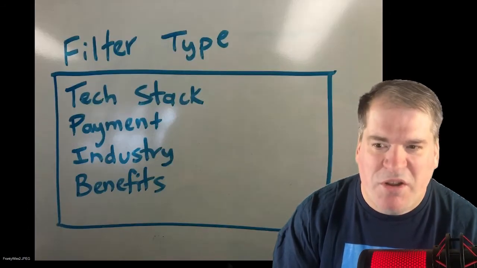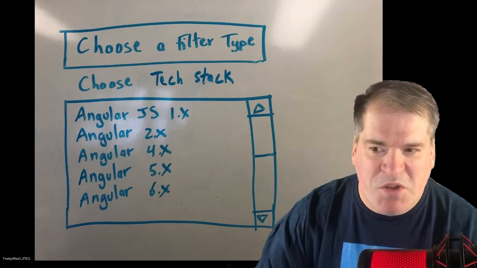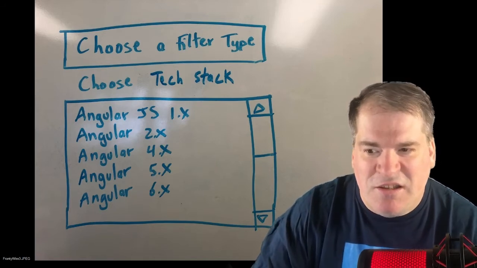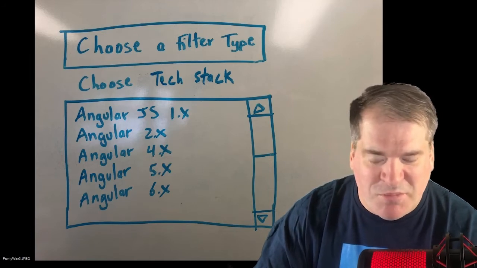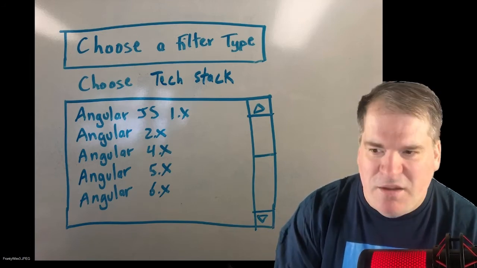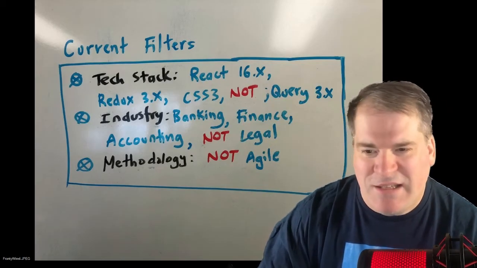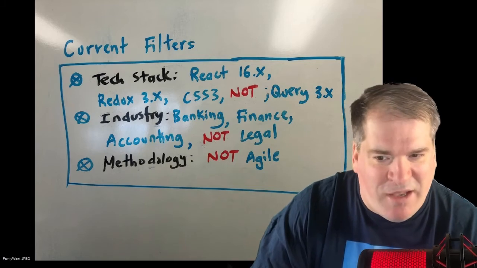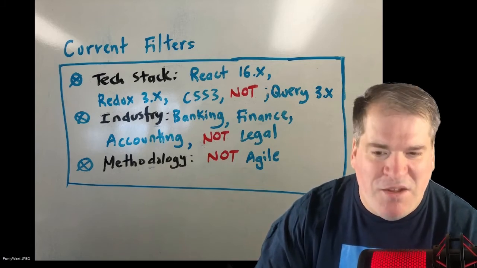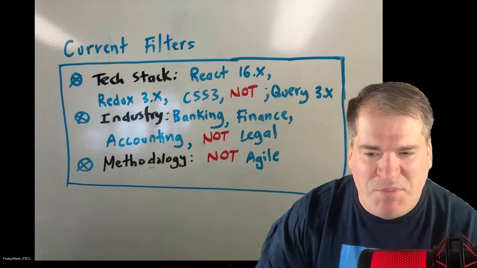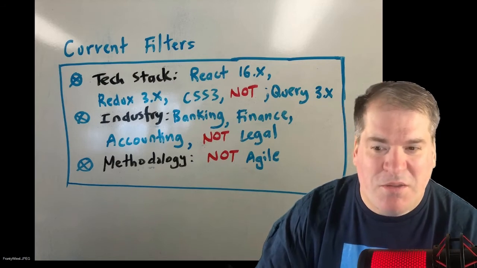So once you click a filter type, then it shows you the choices for those filters. In this case, I clicked tech stack, and it shows me different technologies and their version numbers. When you select one or more, you then can see what current filters you've picked. Tech stack, and in this case, React 16.x, Redux 3.x, CSS 3, and then I selected jQuery 3.x, but then I can click on it to toggle it to not. I want to filter on not jQuery 3.x.